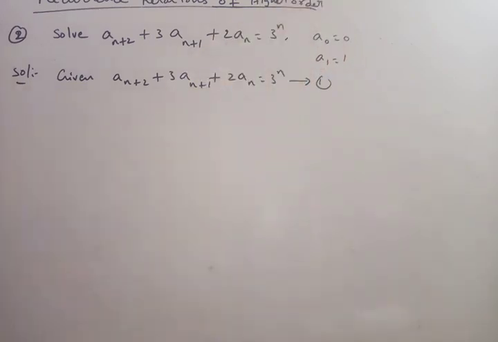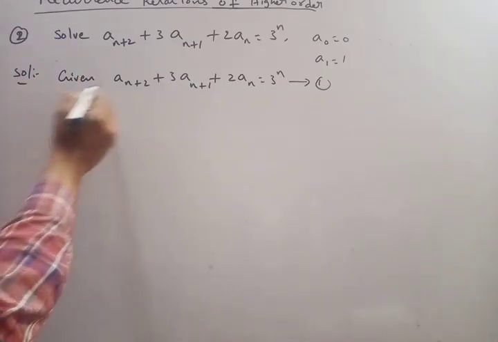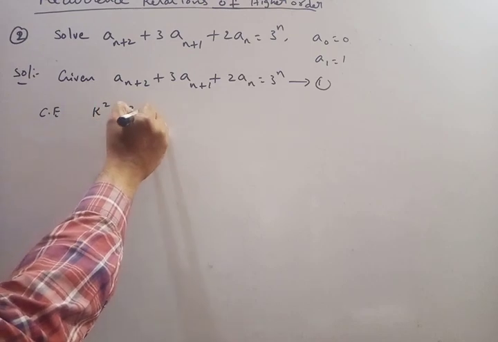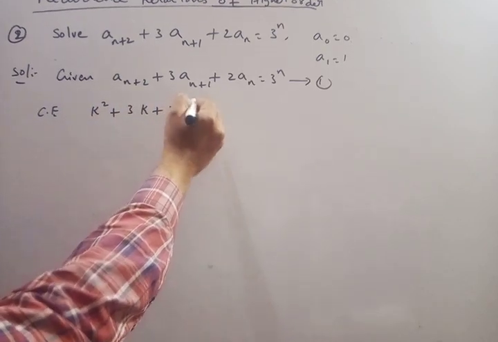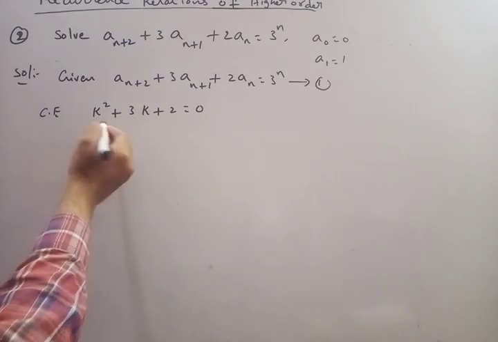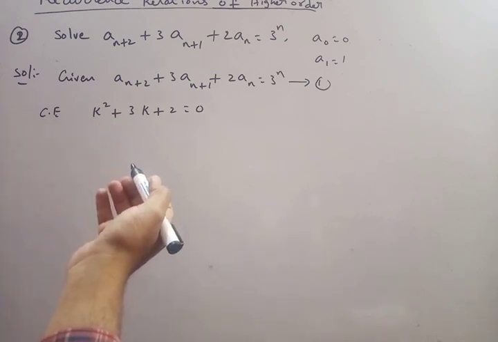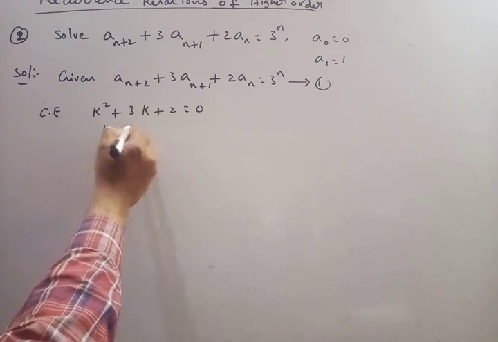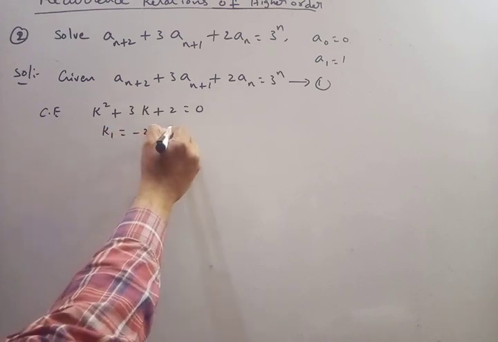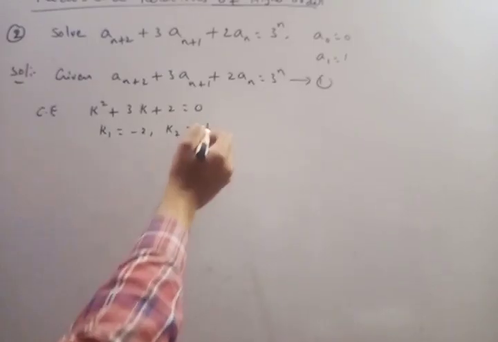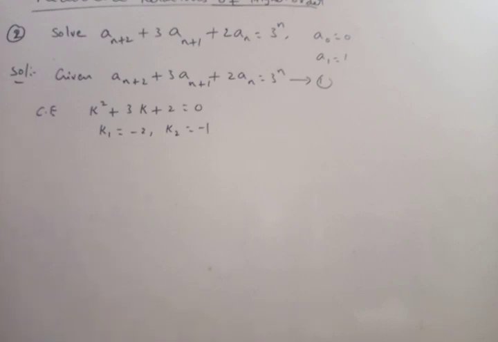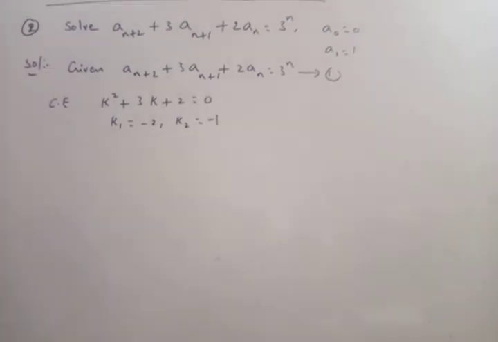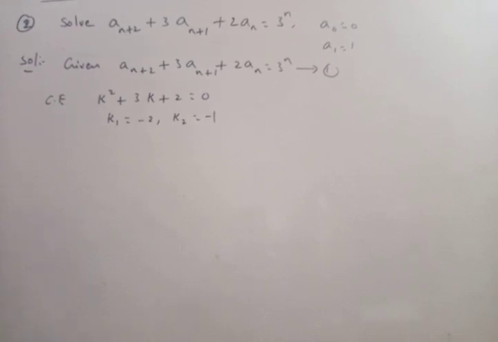Here initial conditions are given. Now this becomes the characteristic equation k² + 3k + 2 = 0. So what are the roots I get here? If I use the calculator, I get k1 = -2 and k2 = -1. Understand? If you want, you can use the calculator and solve it, no problem. So k1 = -2 and k2 = -1, I got.